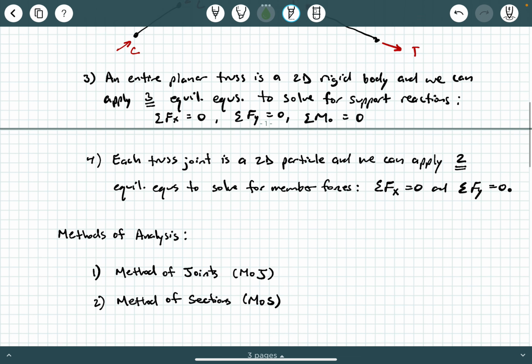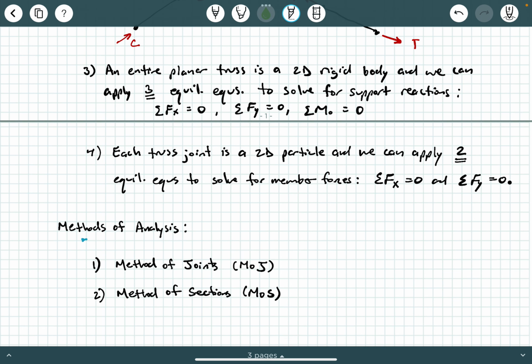Now, when we analyze trusses, there are two methods of analysis to determine member forces. So again, I'm going to make a note here to determine member forces, okay? One method is called method of joints, and the other method is called method of sections. Now, we're going to have some later videos where we provide background information more specifically on each of these methods. But for this video, we just want to provide an overview of what a truss is and its assumptions overall. Okay, so that concludes this video.